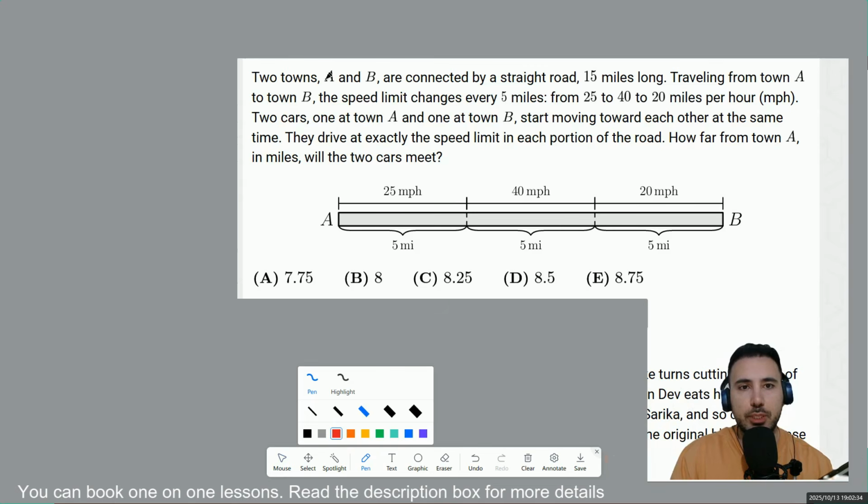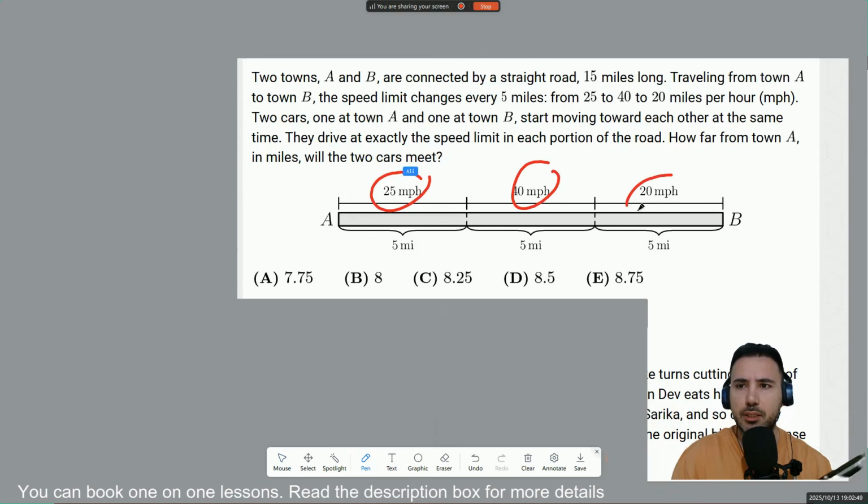We have two towns, A and B, that are connected by a straight road, 15 miles long, traveling from town A to town B. Okay. The speed limit changes every 5 miles. So 25, 40, and then 20. Two cars, one at town A and one at town B, they start moving toward each other. So like this. Okay. At the same time, they drive at exactly the speed limit in each portion of the road. How far from town A will the two cars meet?